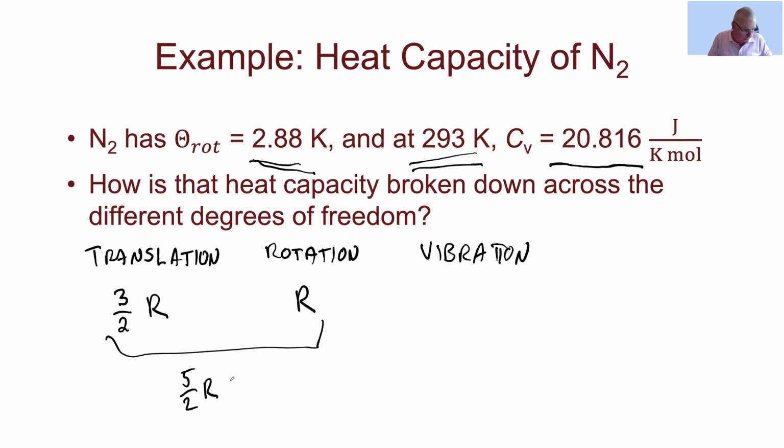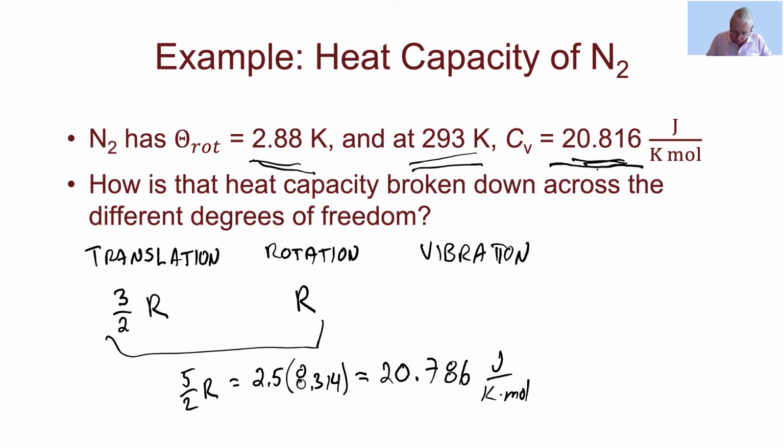Right? 5/2 R, according to my notes over here, is obviously 2.5 times 8.3. And if I do that, my notes say I get 20.786 joules per Kelvin per mole. If I compare this number up here and that number down there, they're quite similar, right? That says that my vibration contributes just, what, 0.03, I guess, joules per Kelvin per mole, because that's the difference between those two numbers, right? 81 minus 78 should give me that 3.